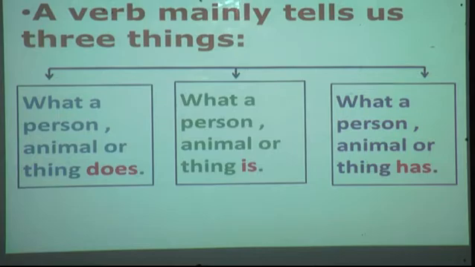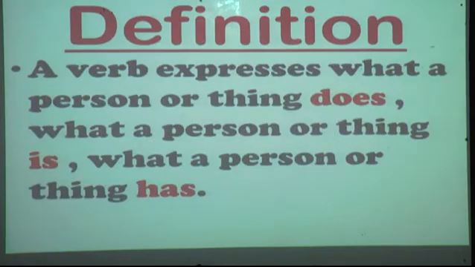Before that we will define the verb. What is the definition of verb? A verb expresses what a person or thing does. Same thing as I have shown in the previous slide. So again I will repeat. A verb expresses what a person or thing does, what a person or thing is, what a person or thing has.